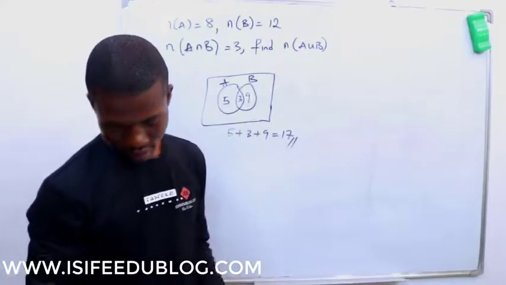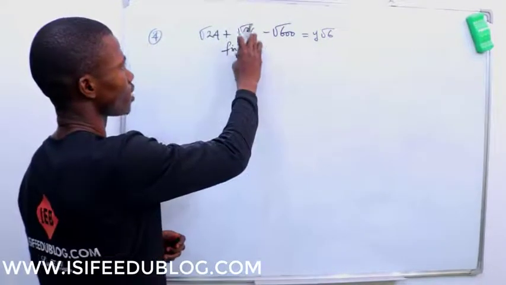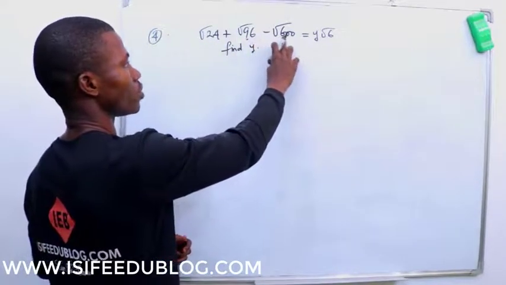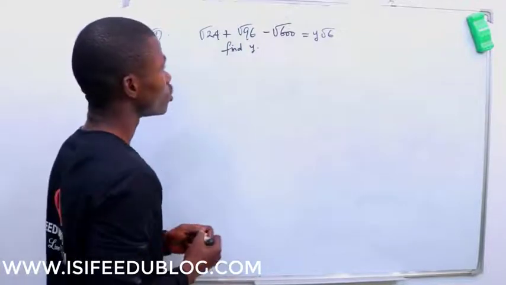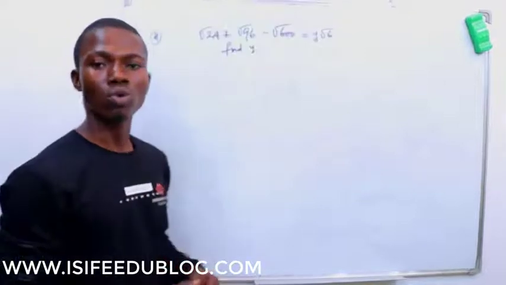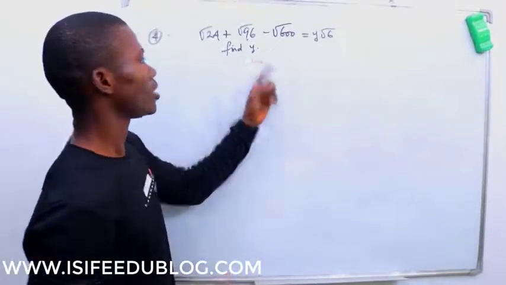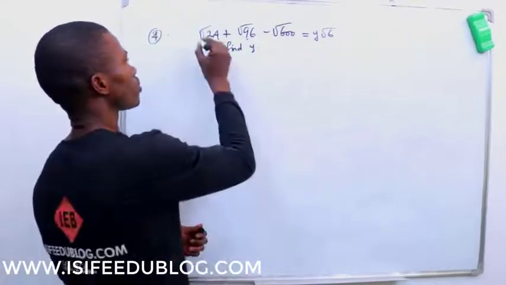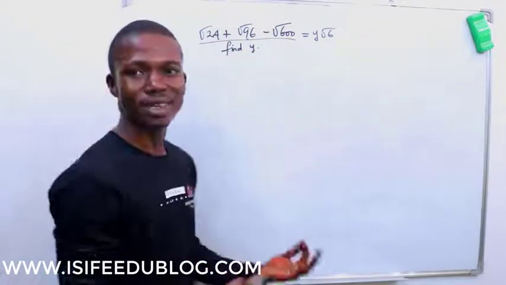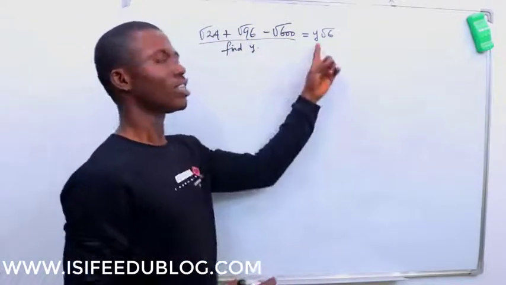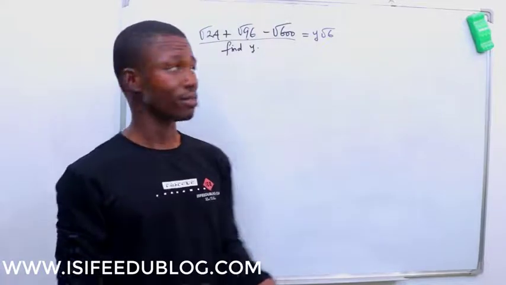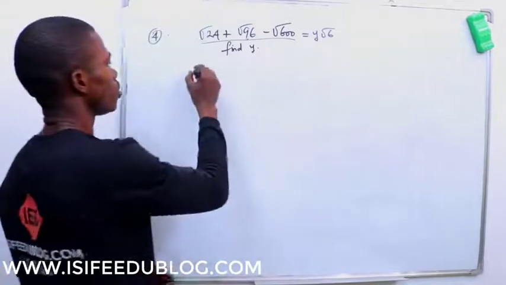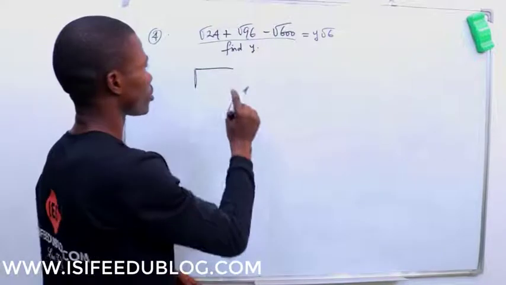Okay, number 4 says if root 24 plus root 96 minus root 600 is equal to y root 6, we should find y. They only want us to solve this, get our answer, and then check the option where y is, or the position of y is. So solving this, we go straight into solving.